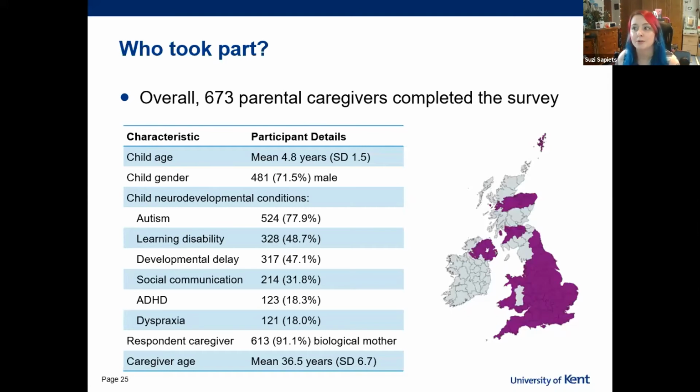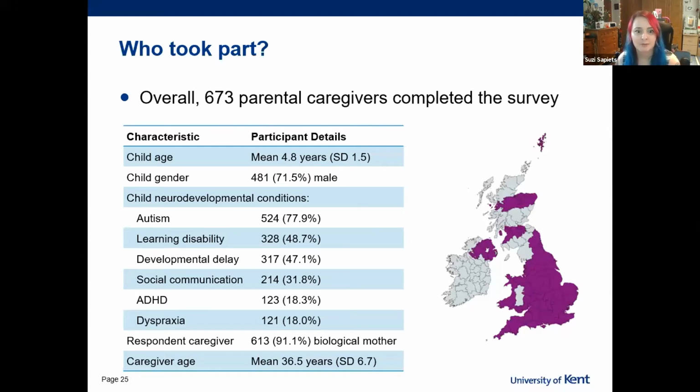either that were diagnosed or suspected. For example, if a child is on a wait list for an assessment or is currently going through an assessment. And so the most frequent were autism, and that was 77% of the children in the participants. And then 48% for learning disability, 47% developmental delay, 31% social communication disorder, 18% ADHD, and 18% for dyspraxia. And there were also other neurodevelopmental conditions reported less frequently.